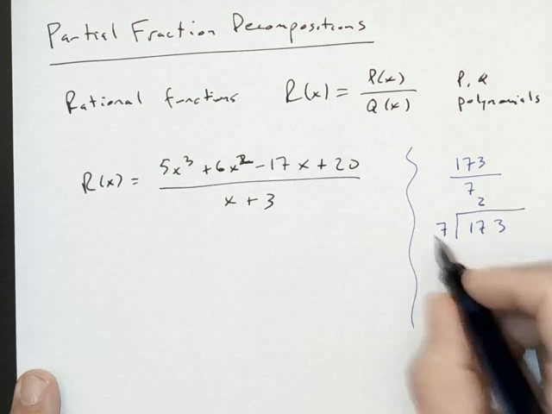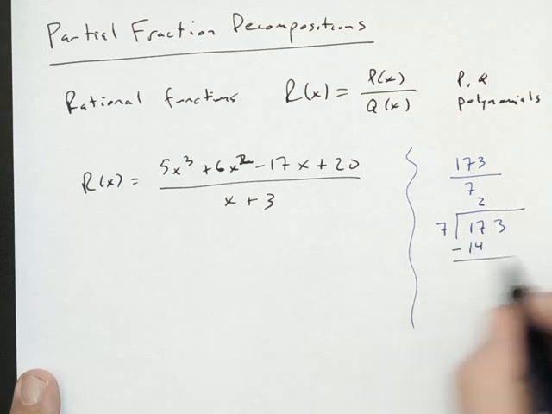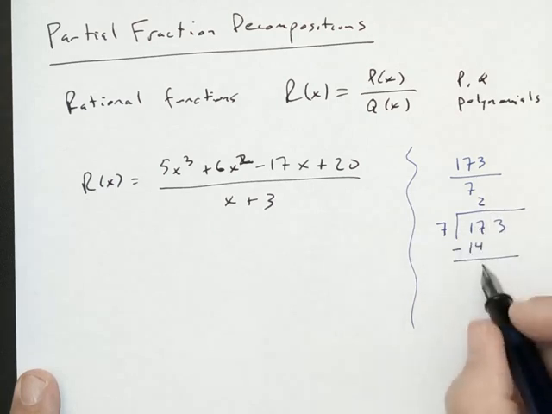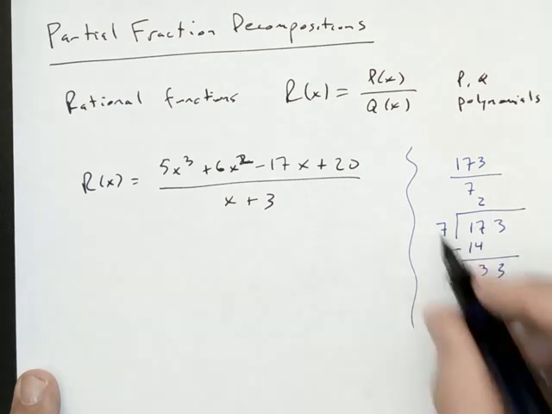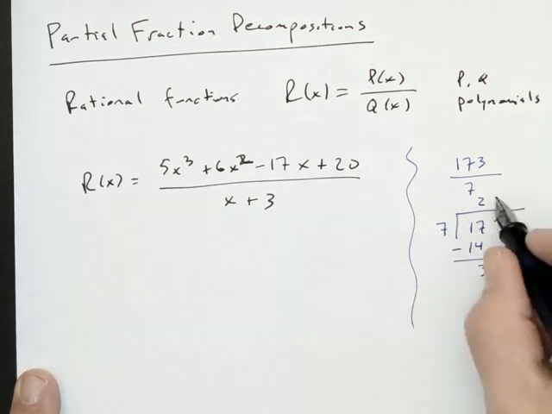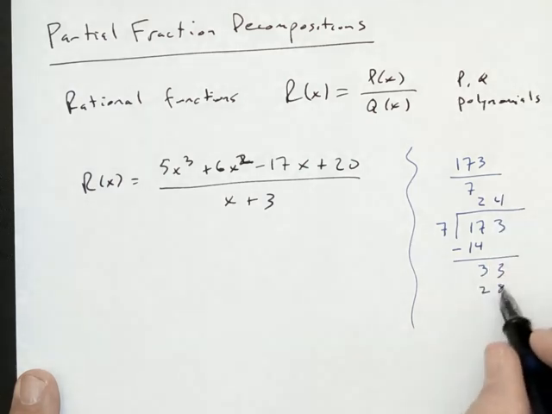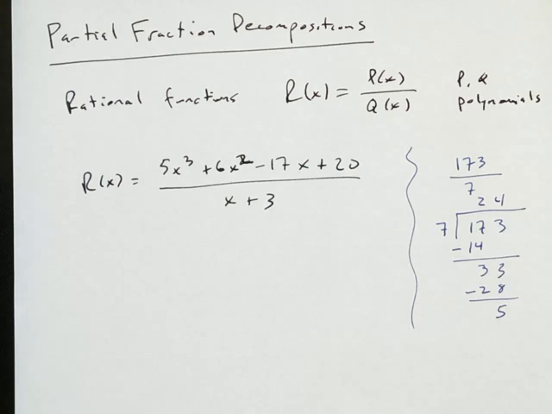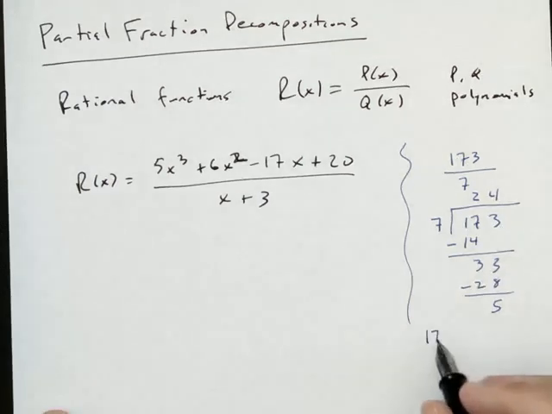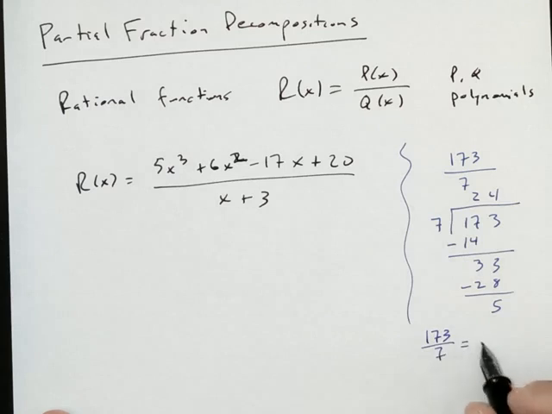7 goes into 17 twice. 2 times 7 is 14. I subtract. I bring down the 3. 7 into 33 goes 4 times. 28. I subtract that. I have a remainder of 5. So really, I would write 173 over 7 is 24 and 5/7. Quotient of 24, remainder of 5 over the divisor 7.